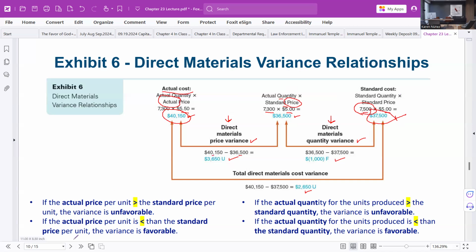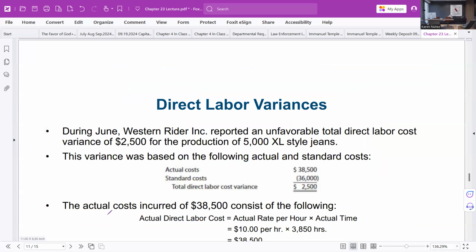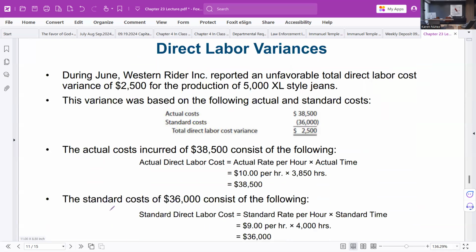And we do pretty much the same thing for the direct labor, right? So when we analyze direct labor, we want to compare the actual cost to the standard cost. So we actually spent 38,500 on that labor. The standard cost of the labor, though, is only 36,000. We spent too much. We have an unfavorable direct labor cost variance. It's 2,500 unfavorable. We spent 2,500 more than we should have on the direct labor.